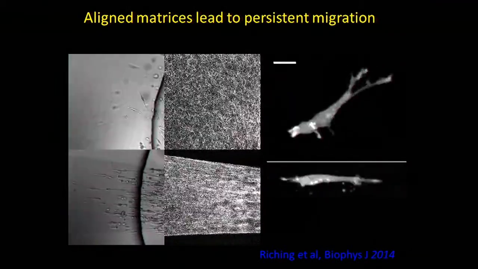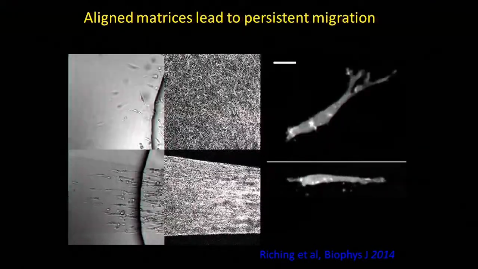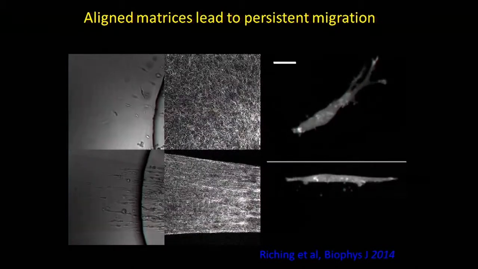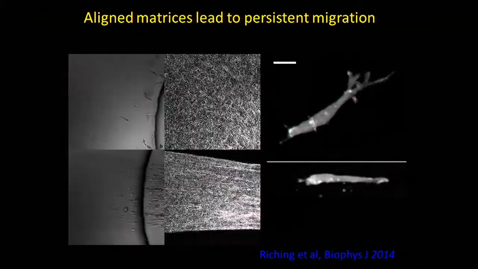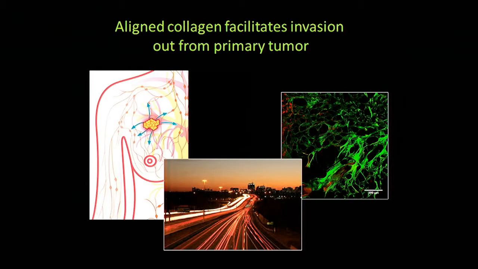Now, if you put this with a blood vessel on the other side, where there are growth factors coming out of the blood vessel, these guys will go straight for the blood vessel. So it's actually a rather scary phenomenon if you think about it in terms of cancer spread. This is just quantifying this. We can look at how many protrusions there are, and if they're aligned, there are a lot fewer than if they're random, so there are fewer distractions. And we can look at how persistent they are, and the cells are more persistent in this aligned matrix. So what I'm telling you is that this aligned collagen is like a superhighway, allowing these cells to get out of the tumor and go elsewhere, and to do so very efficiently.